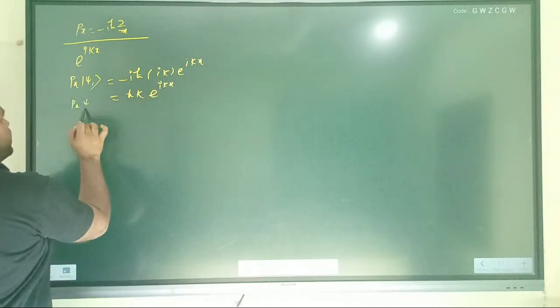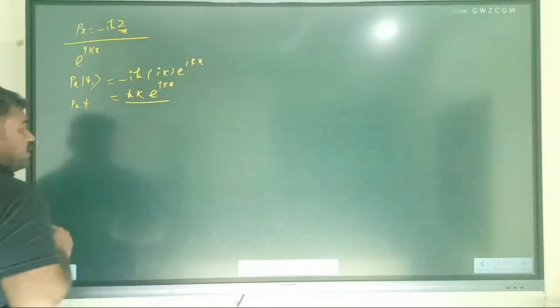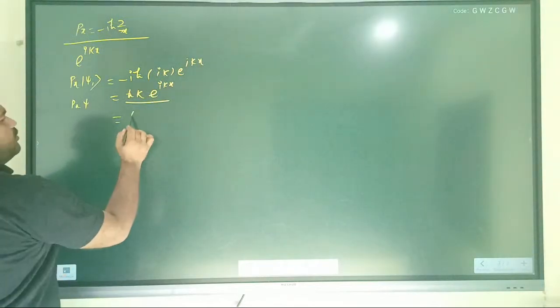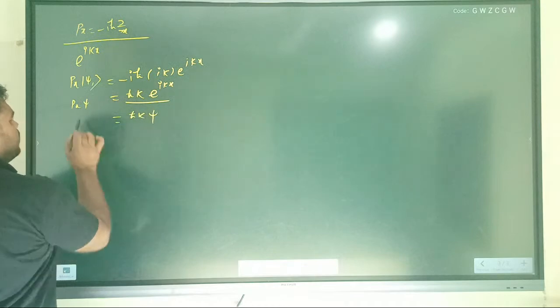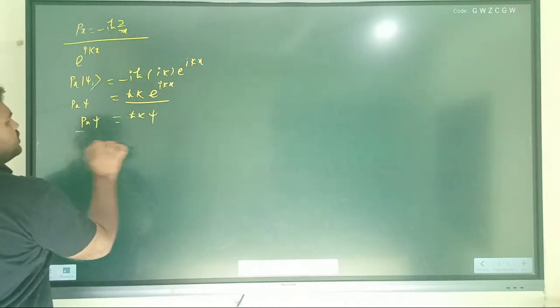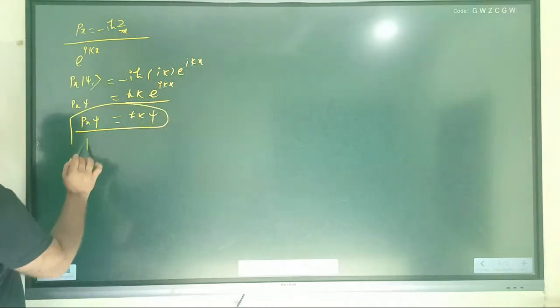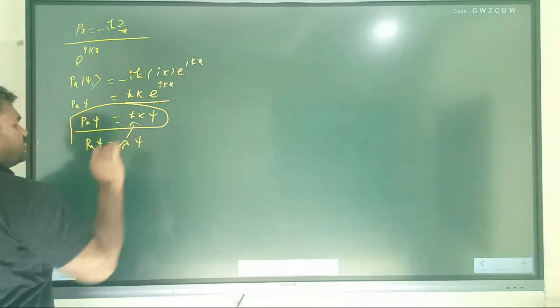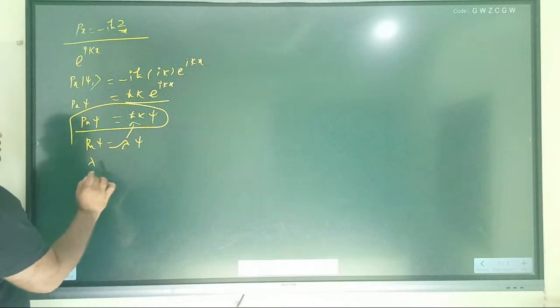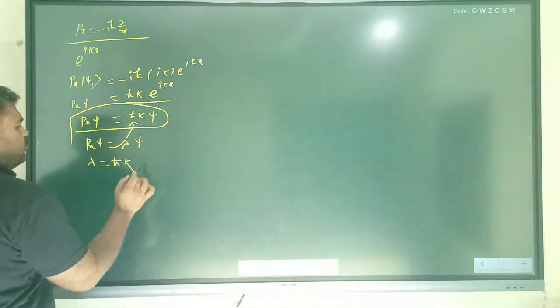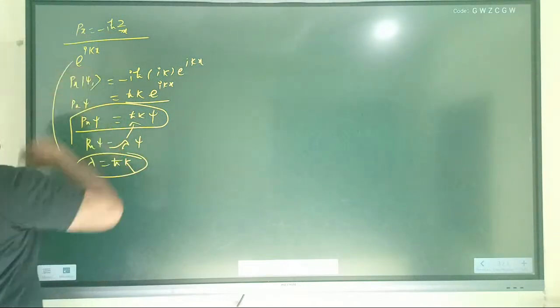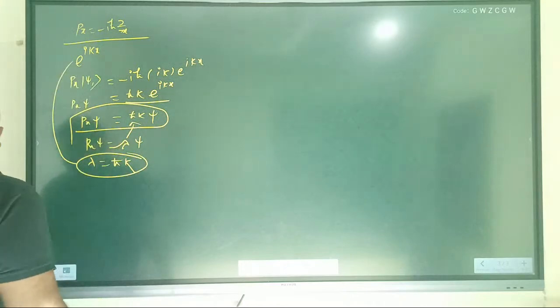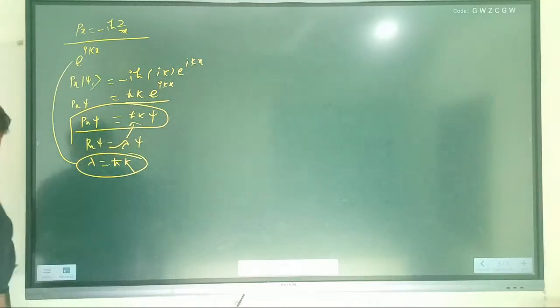Means Px psi is equal to, this e to the power ikx is nothing but psi, means h cross k psi. Px psi is equal to lambda psi. What is the measurement here? The measurement is nothing but h cross k, for the e to the power plus ikx case.